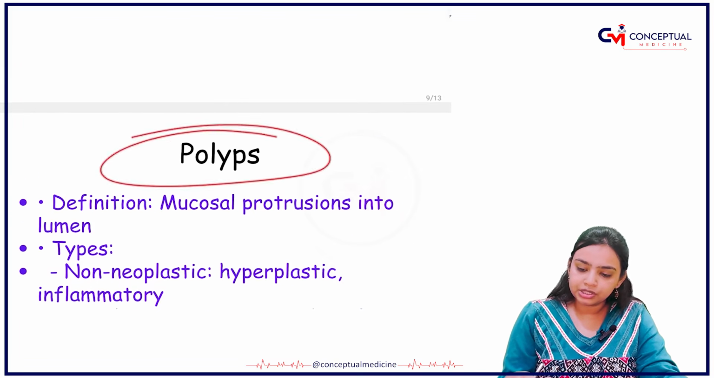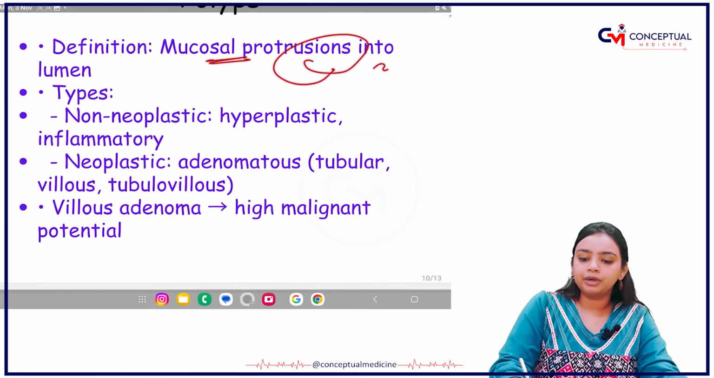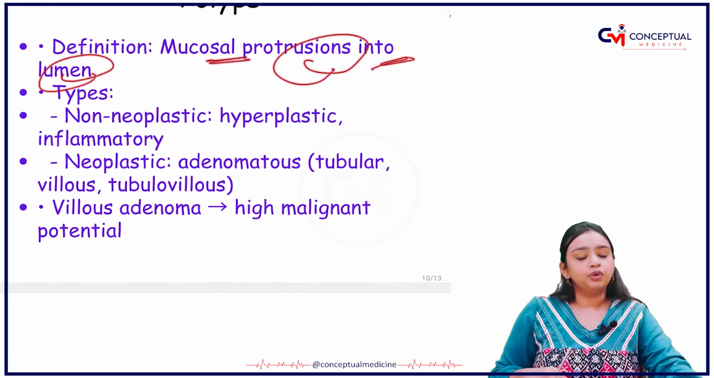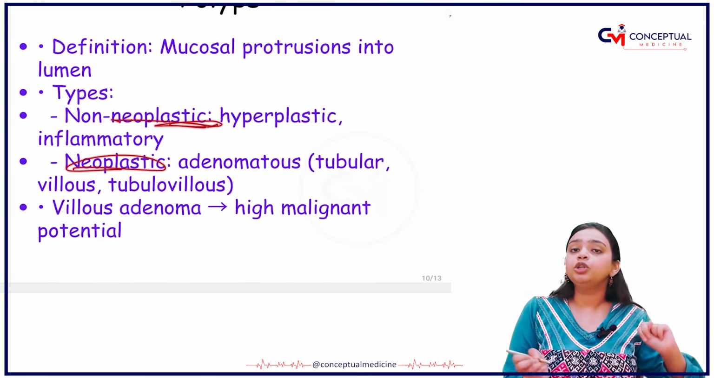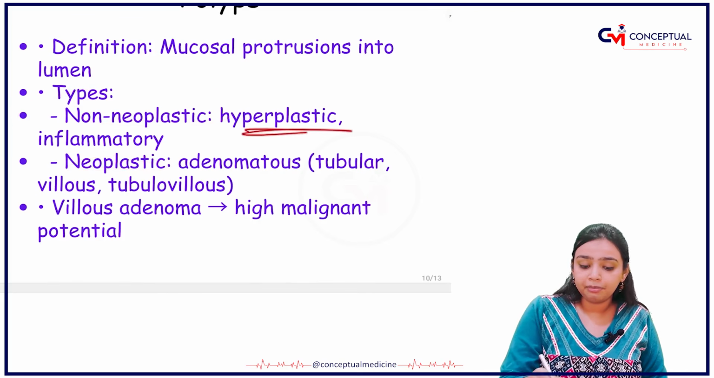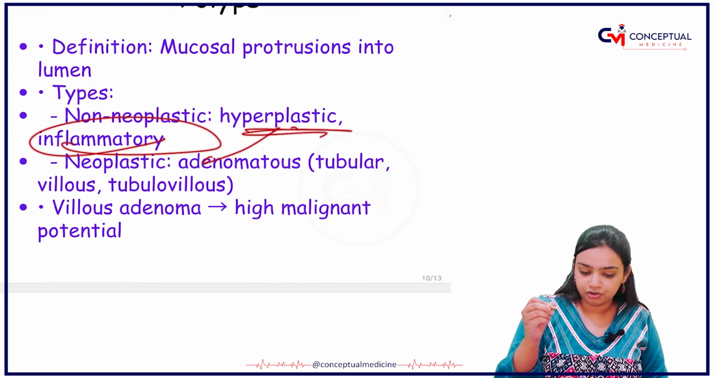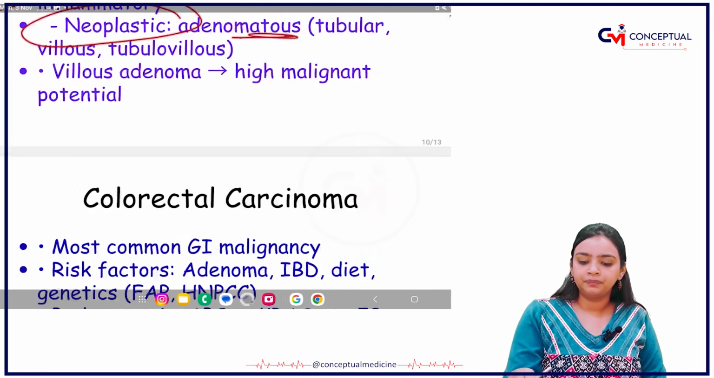Next coming to the polyp. In the polyp, you need to remember that it is a mucosal protrusion into the lumen. You have two types. It can be either non-neoplastic or neoplastic. What is non-neoplastic? You have hyperplastic and inflammatory polyps. In the neoplastic one, it is adenomatous.